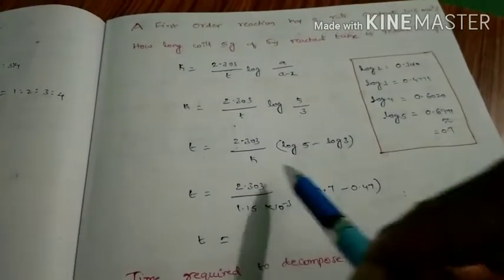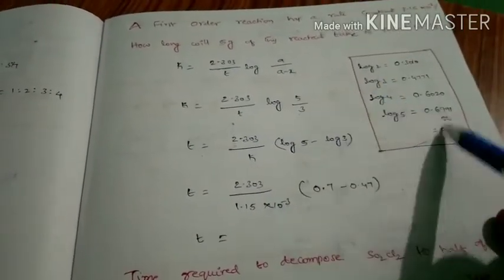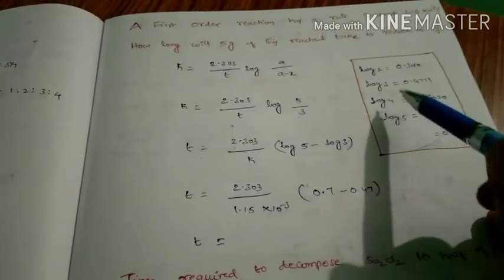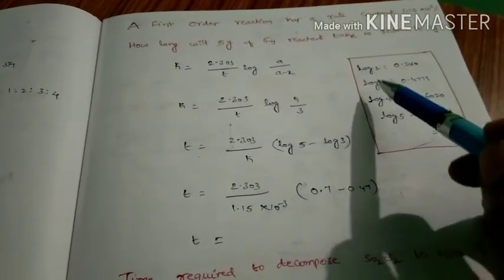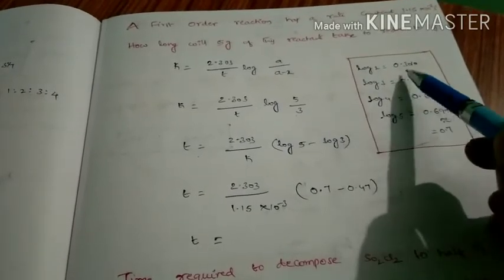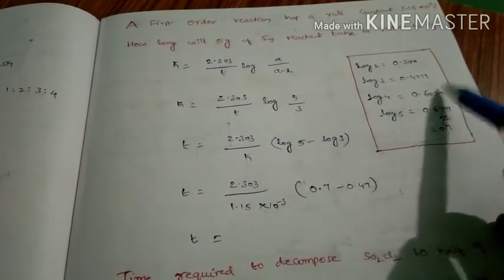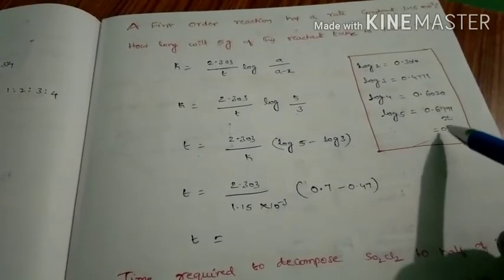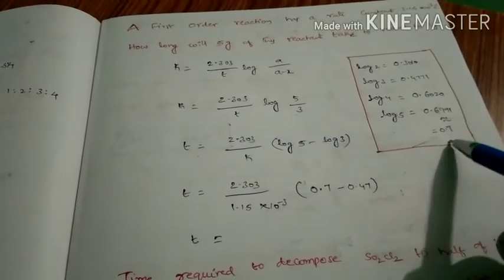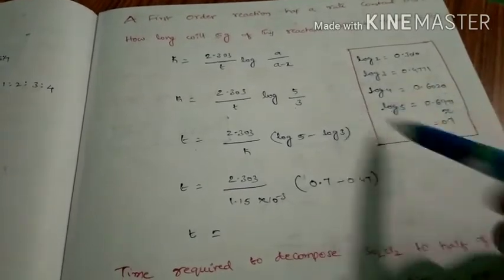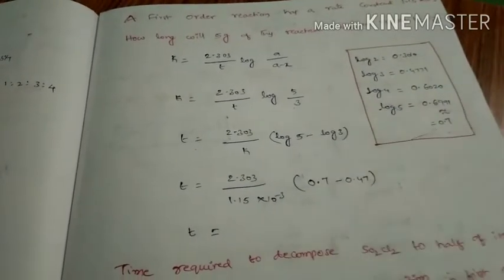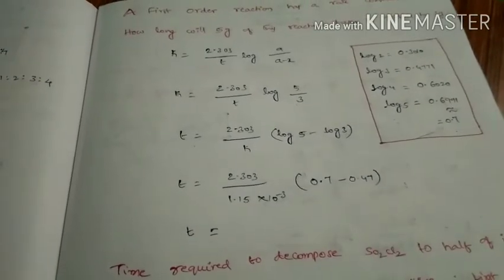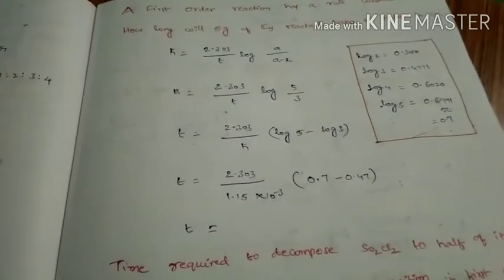Before solving this one, you just remember these values, because generally we face problems with these values, so better to remember them. Log 2 value 0.3010, log 3 0.4771, log 4 0.6020, log 5 0.6991. Nearly we can write it as 0.7. I told you already these values in class 11 chemistry, chemical equilibrium chapter.